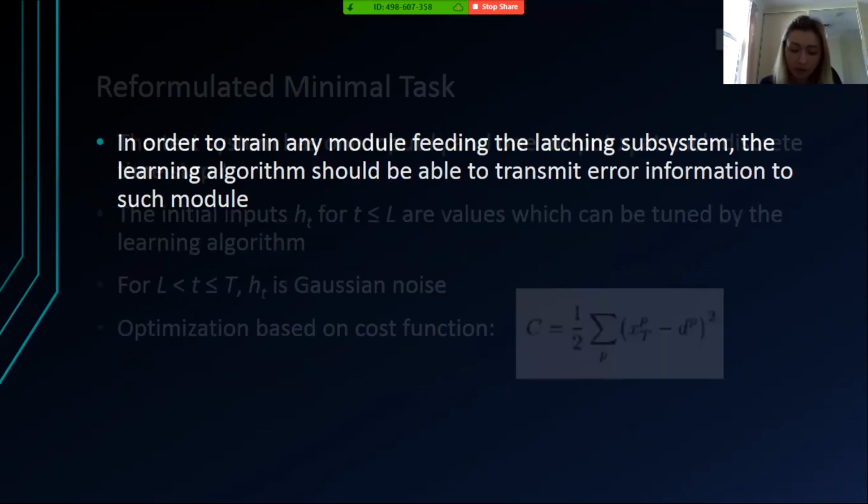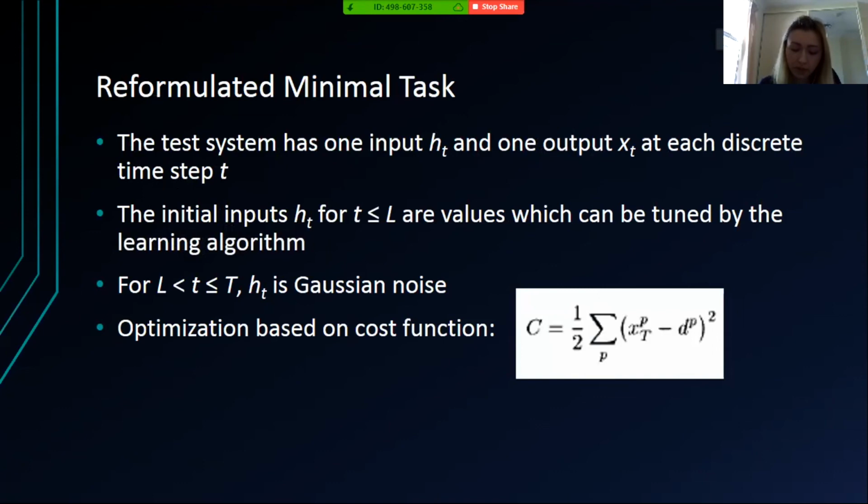So instead of feeding a recurrent network with the input sequences defined previously, we will only use the latching subsystem as a test system, and so we need to reformulate the minimal task. So the new system will have one input, ht, and one output, xt, at each discrete time step t. The initial inputs for ht, where t is smaller or equal to L, are values which can be tuned by the learning algorithm. And for t that is larger than L but smaller or equal to T, ht is noise. So optimization is based on the cost function here, where p is an index over the training sequences, and dp is a target of plus 0.8 for sequence of class 1 and minus 0.8 for sequence of class 0.